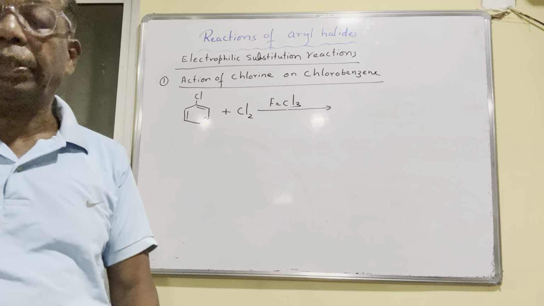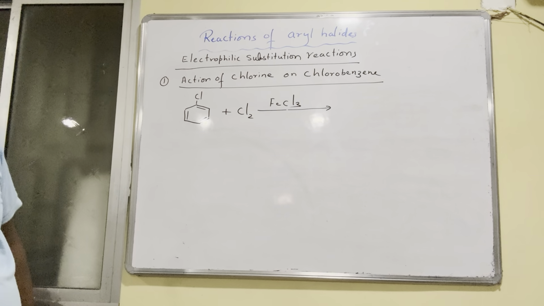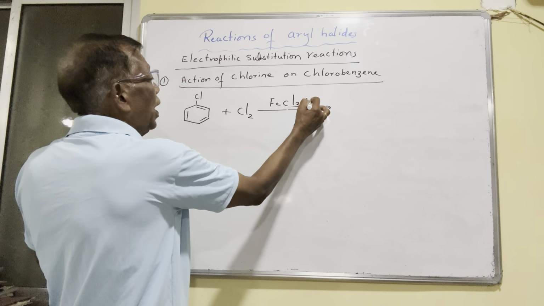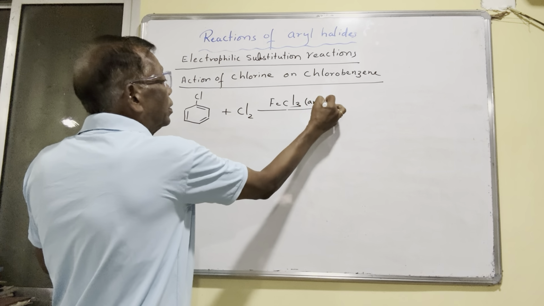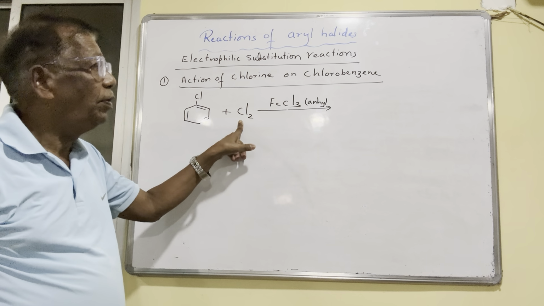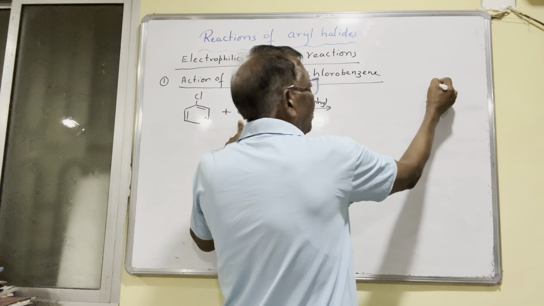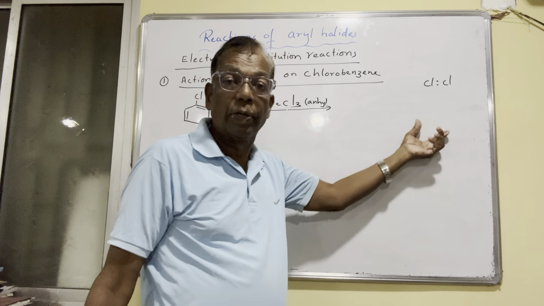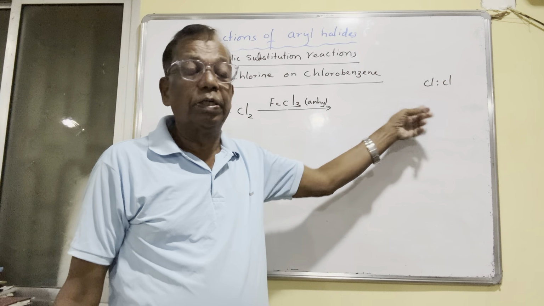Ferric chloride is a what? Catalyst. Remember, ferric chloride is a catalyst. And this is what? Anhydrous. Now here, I will explain to you how the reaction takes place. Cl with 2 electrons shared, and that forms chlorine, Cl2.